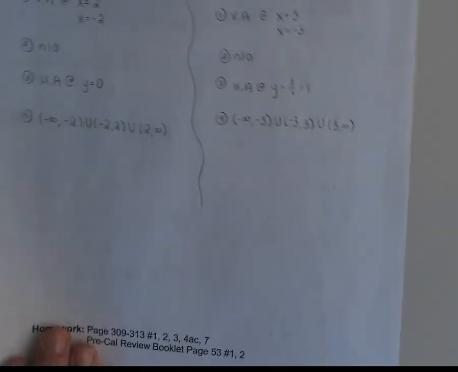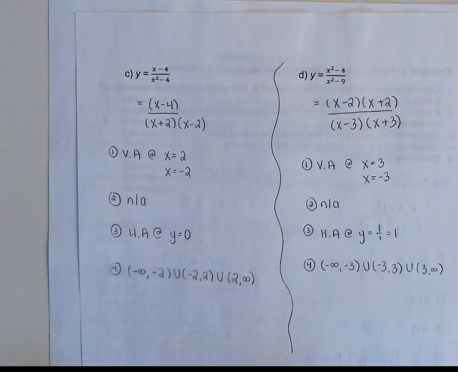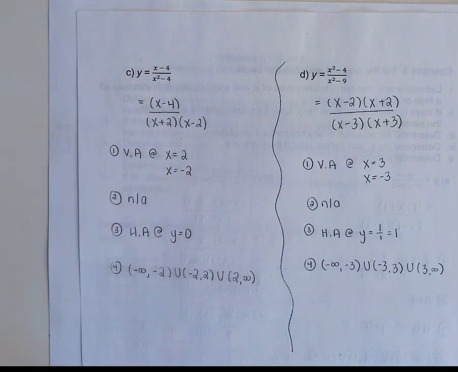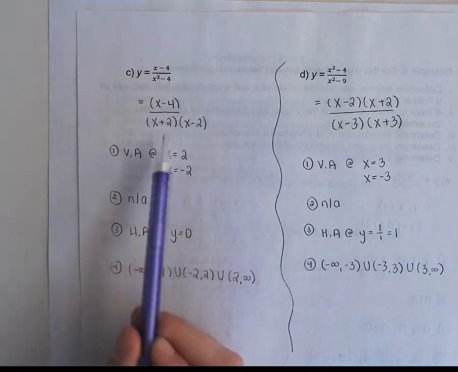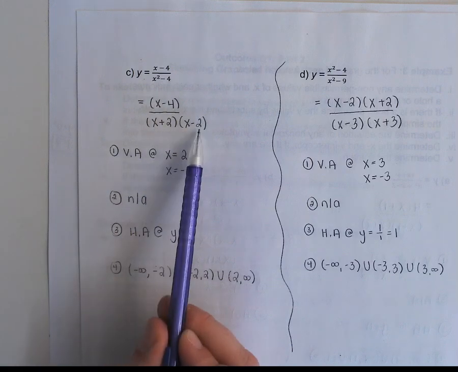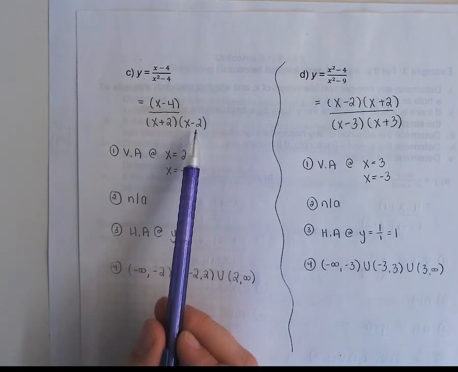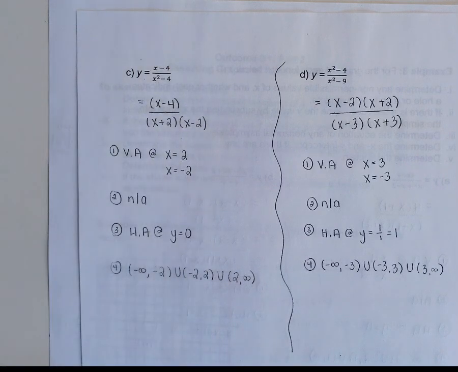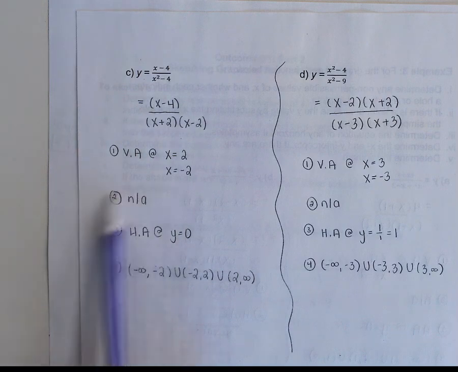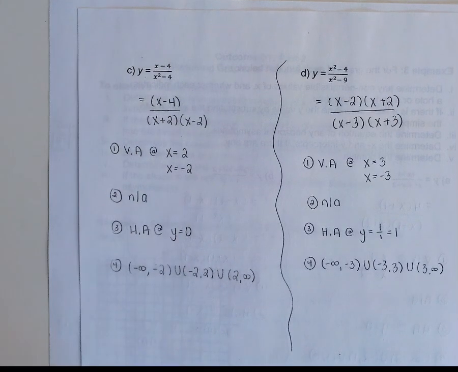On the back, there's 2 more examples. At this point, I hope that you're kind of getting the routine here and seeing how this works. So here, again, I start by factoring everything. So on the bottom, x plus 2, x minus 2 is a difference of squares. I have no common factors, which means I just have two vertical asymptotes there at 2 and negative 2. There's no hole, so I don't need to worry about that.